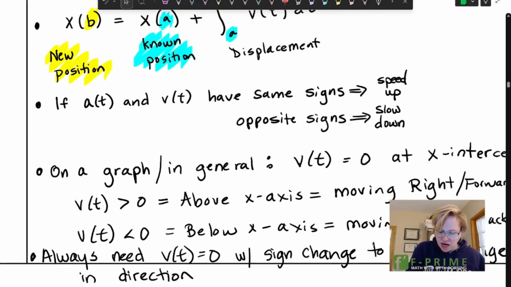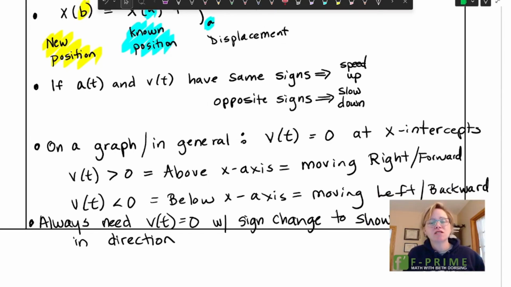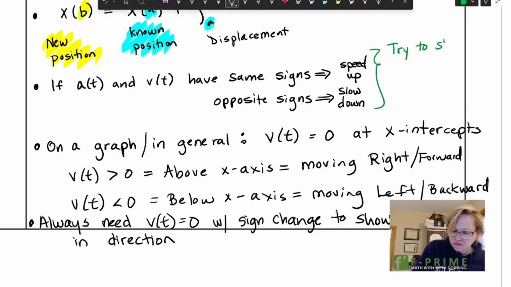Now, you're also going to be asked to do a little bit of analysis about what's happening with the particle. So just a reminder that if the acceleration and the velocity have the same signs, that means that the particle is going to speed up. If they have opposite signs, that means that the particle is going to slow down. So how can you tell if you have positive or negative velocity? Well, you're going to want to show the value. So plugging the number in and getting a numerical value is always an excellent idea. So let's add that in: try to show numerically whenever possible.